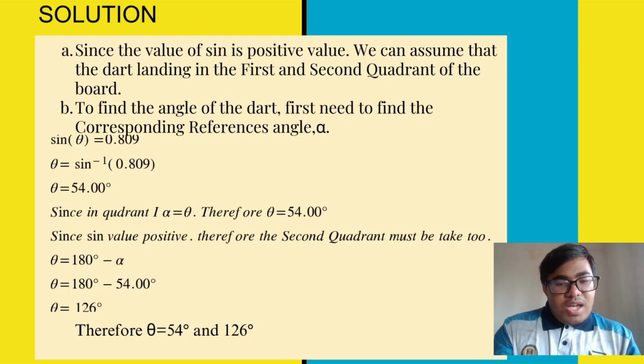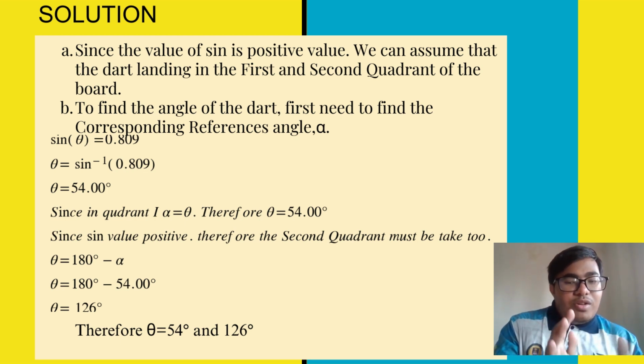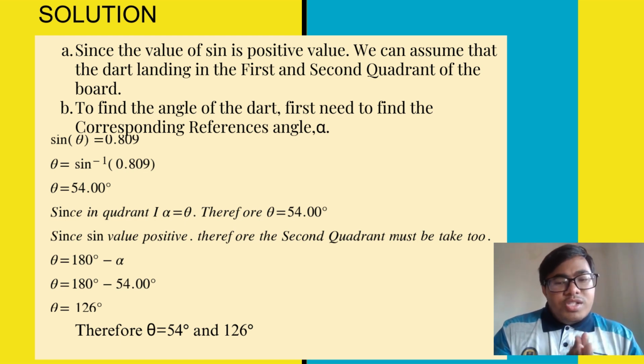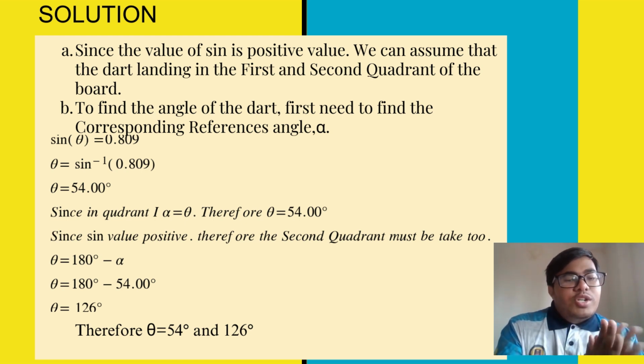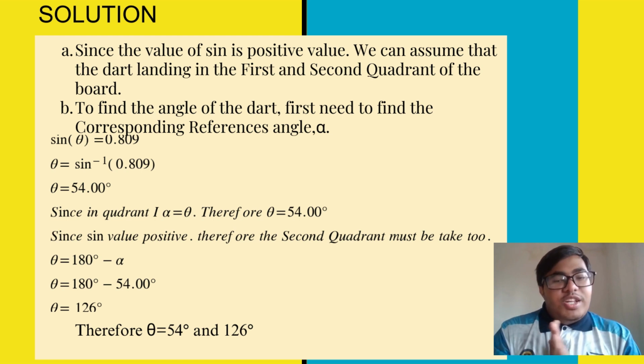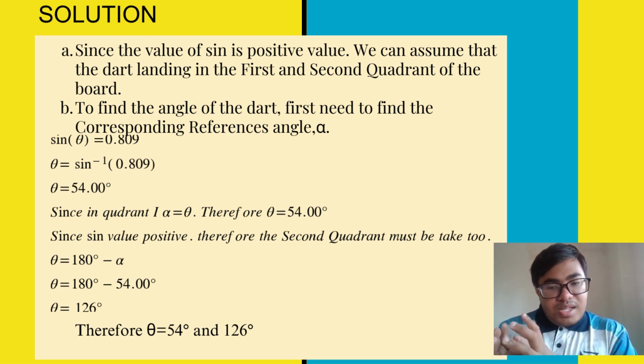Okay, look at question A and question B. For question A, since the value is positive, we can assume that the dart landed in the first and second quadrants of the board. That is 2 marks already. Question B is to find the angle of the dart. How many angles? 2. Because we assume it landed in the first and second quadrants. So sine theta is equal to 0.809.